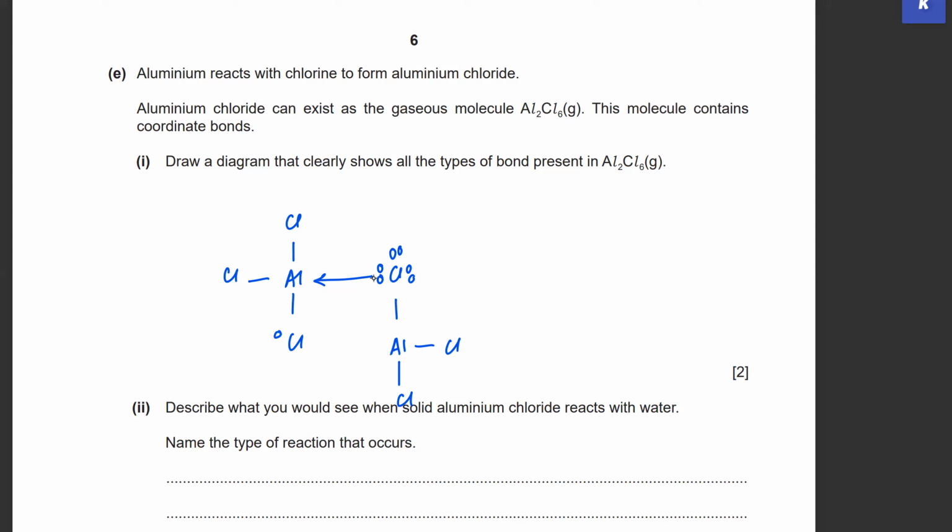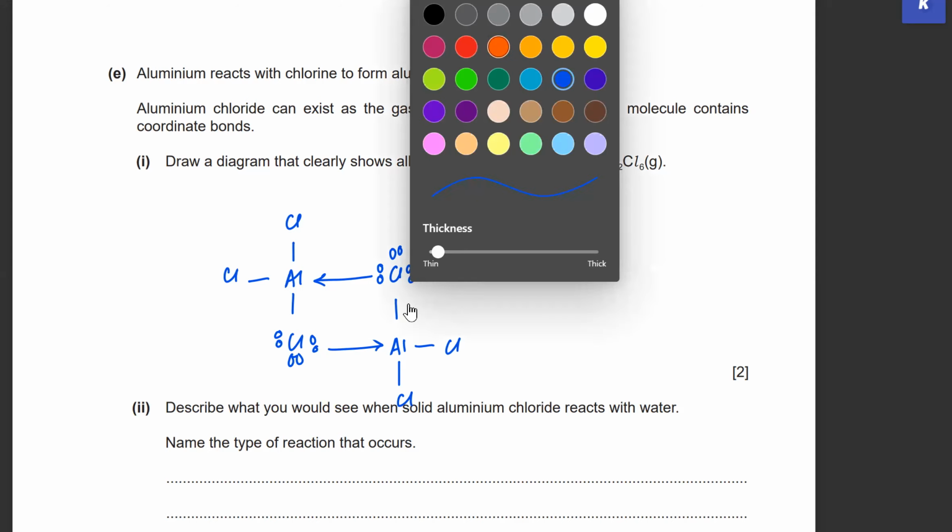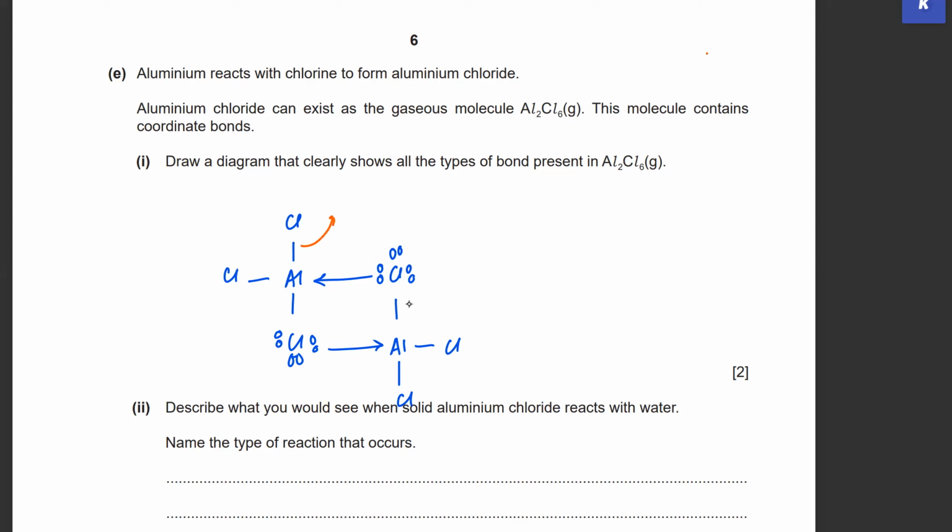The other Cl does exactly the same. It forms another dative bond because there's another Al. So these arrows represent dative bonds, and you can label them. Like these are your normal covalent bonds.